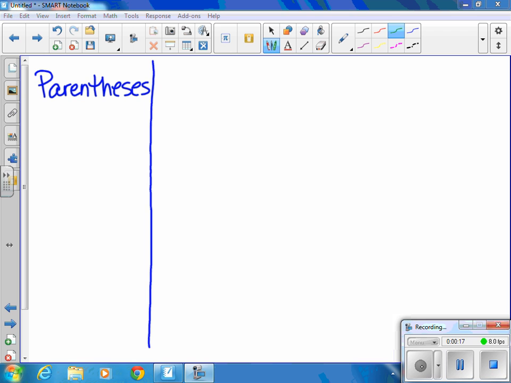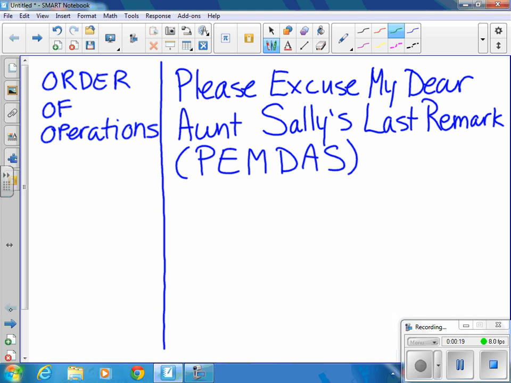Please excuse my dear Aunt Sally's last remark. A lot of students leave off this last part of it when I say last remark. And it's important to know that because it means as we do our operations, we're going from left to right. So that's important to know. We're going from left to right.